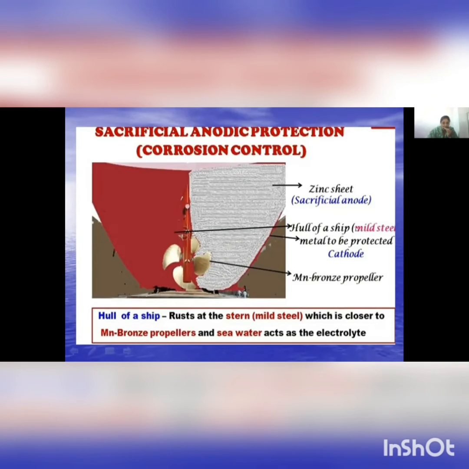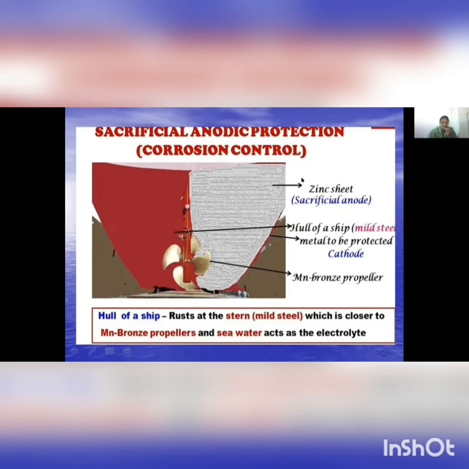So we need to protect this metal, that means the mild steel. We need to protect the ship, which is made up of mild steel. So here we are using a zinc sheet with the mild steel, so the mild steel can be protected. The sacrificial anode is nothing but the zinc.